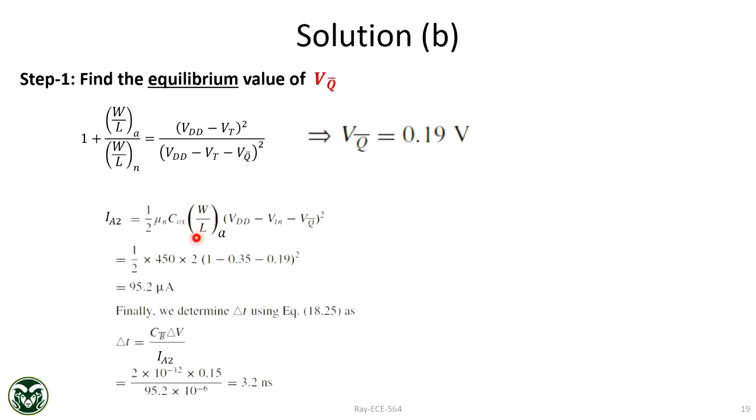But if you now plug in, the current is now low, 95 microamps. So delta T comes to 3.2 nanoseconds. So that's the trade-off. You can make your read stable, but at the expense of a slower read. If you want to do a faster read, your read can be unstable in some cases. That's the trade-off.